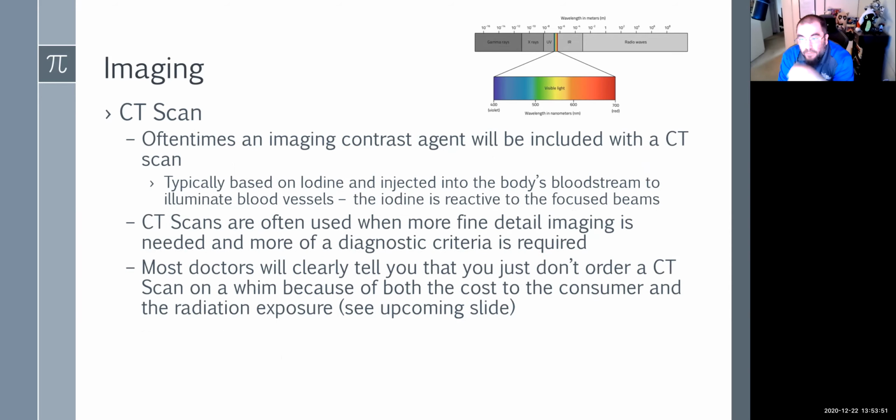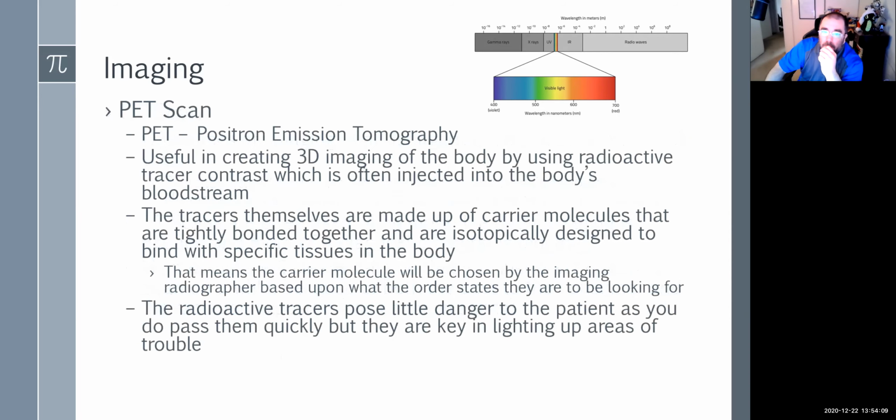The CT scans are often used when more fine detailed imaging is needed than an X-ray and more of a diagnostic criteria is required. We're gonna find out in a little bit here. Most doctors will tell you that you just don't order a CT scan on a whim because the cost to the consumer is great, as well as the radiation exposure. And we'll talk about that in a bit.